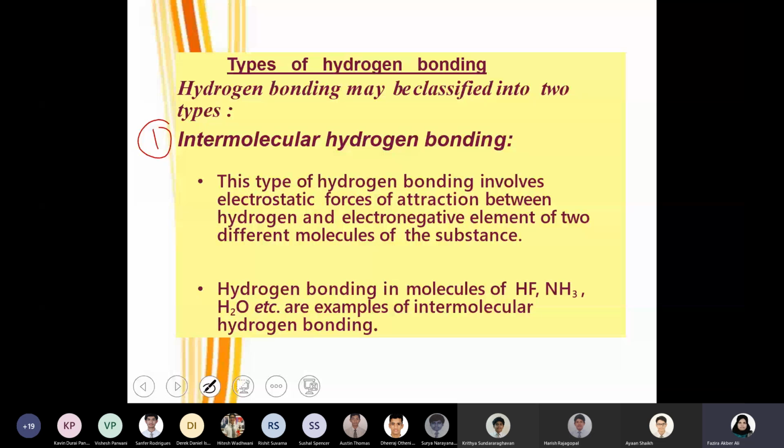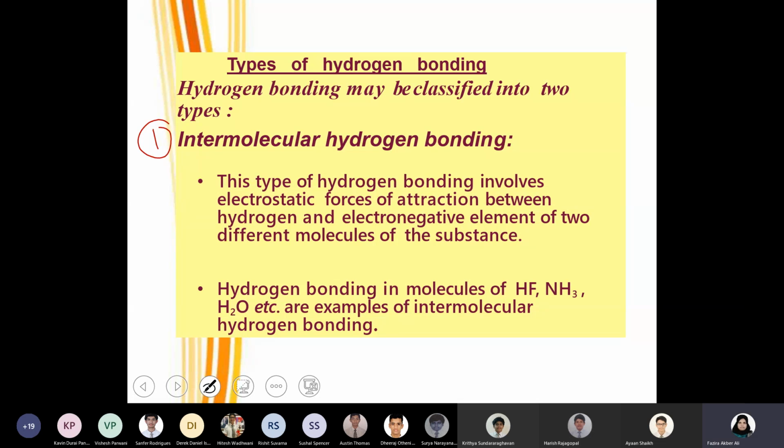The first category is intermolecular hydrogen bonding. From the name itself, it's very clear. Inter means between the molecules. This is the example we were discussing in the last classes, like between HF molecules, between H2O molecules, between NH3 molecules, or between methanol and water. If it is between two molecules of the same kind or different kind, it comes under intermolecular hydrogen bonding.